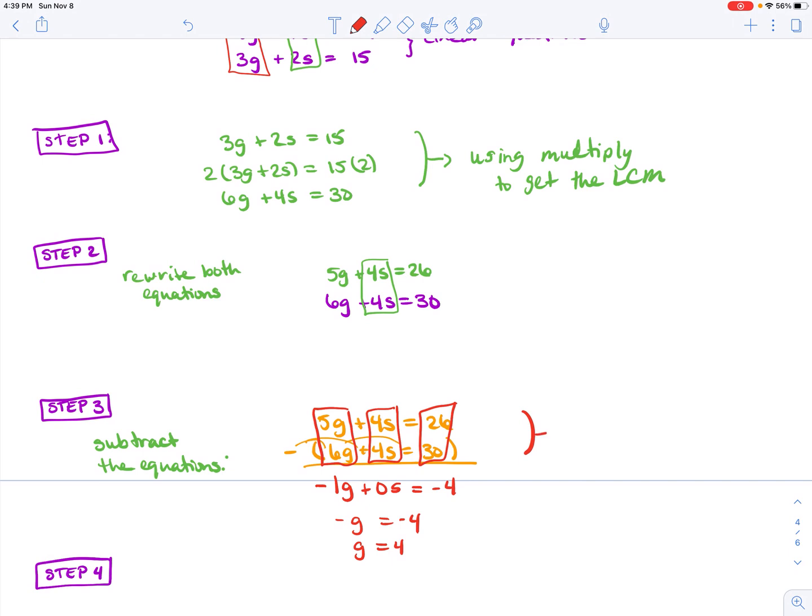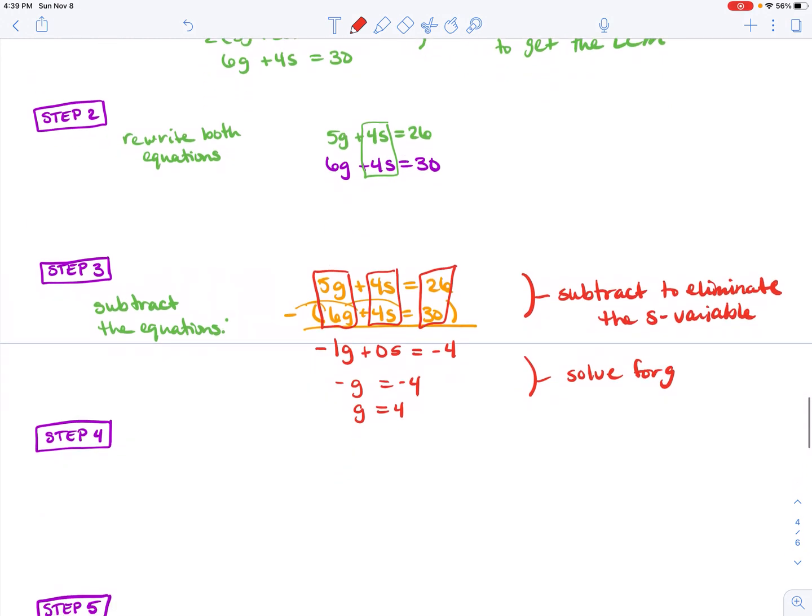So again, I subtract to eliminate the S variable. And then here, all I did was solve for G.